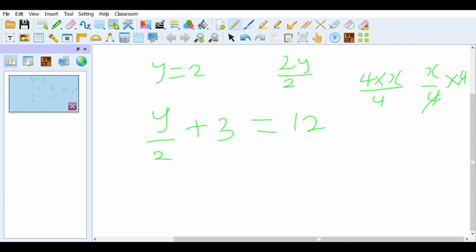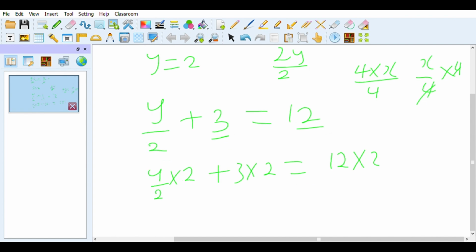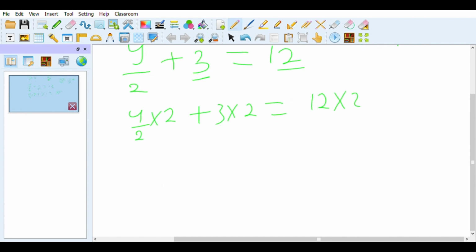So the first thing we have here is y over 2 multiplied by 2. The next thing we have here is 3. We will also multiply it by 2. And the next thing we have here is 12. We will also multiply it by 2. 2 came as a fraction. That's why this is what we do. And you will see why we're doing this. If 2 can divide out 2, we're only left with y.